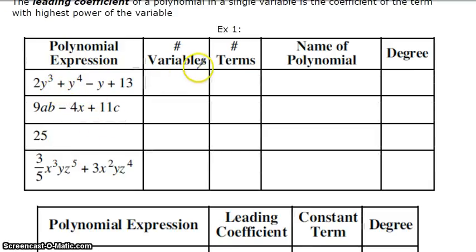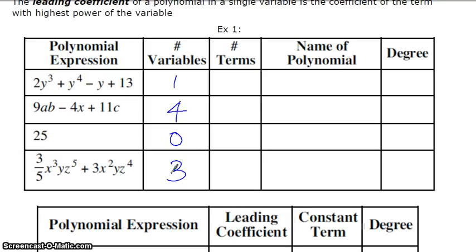All right, number of variables. There's only one variable here, which is y. Here a, b, x, c, there are a total of 4 different variables. There are no variables here. x, y, z, so there are 3 variables. Okay, so those are the variables.